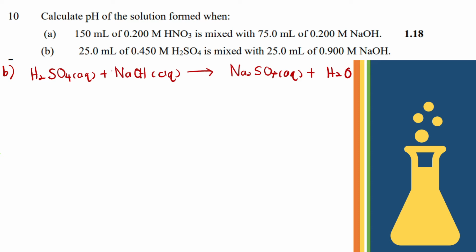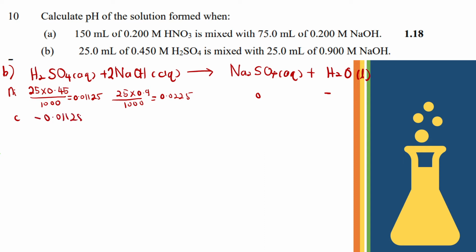Sodium sulfate is an A2 salt, so this one is 2. The ratio here is 1 to 2. So we calculate the number of moles. This one is initially 0. For water we put a dash. The change is minus 0.01125, and here we have to times 2, so 2 times 0.01125. This one is plus 0.01125 mol, and if we times 2 we get 0.0225.